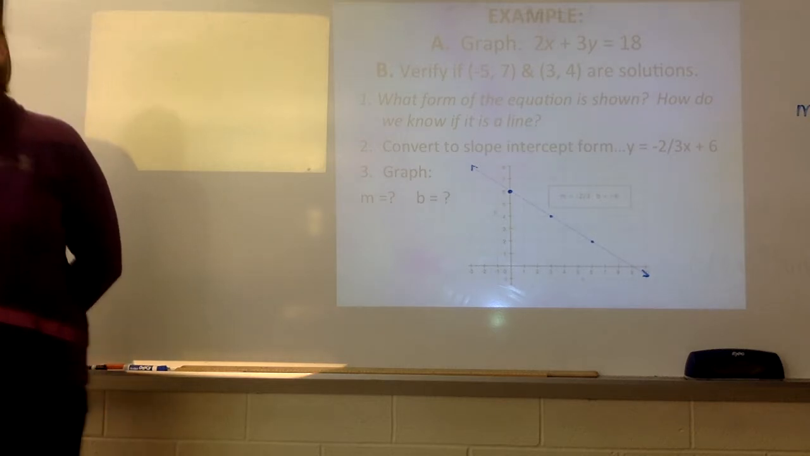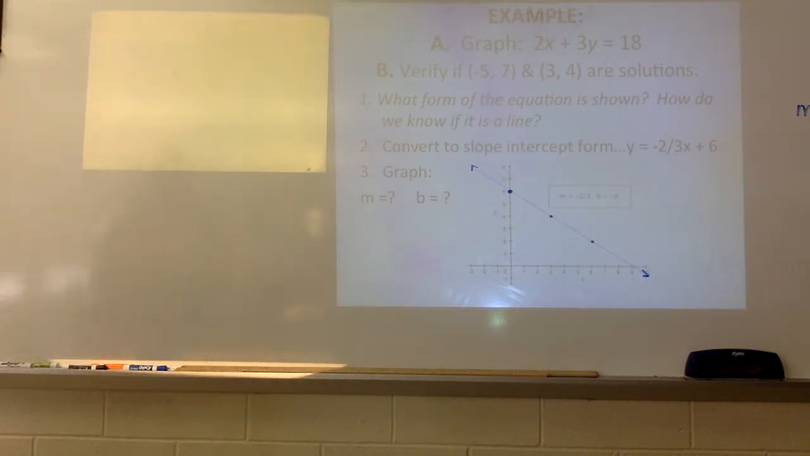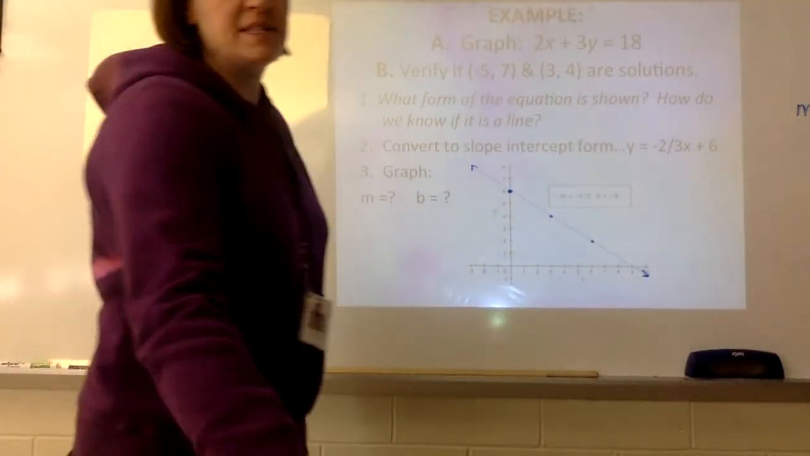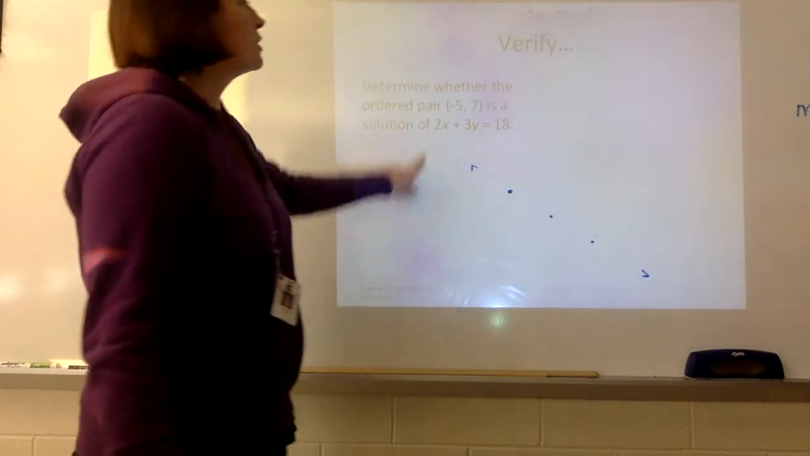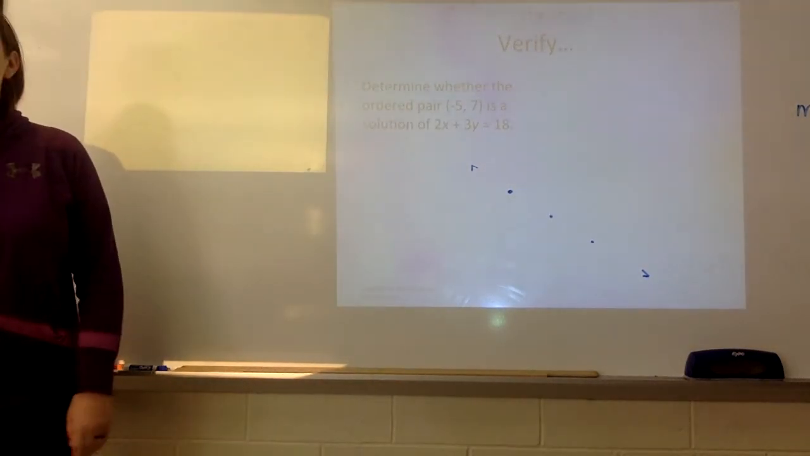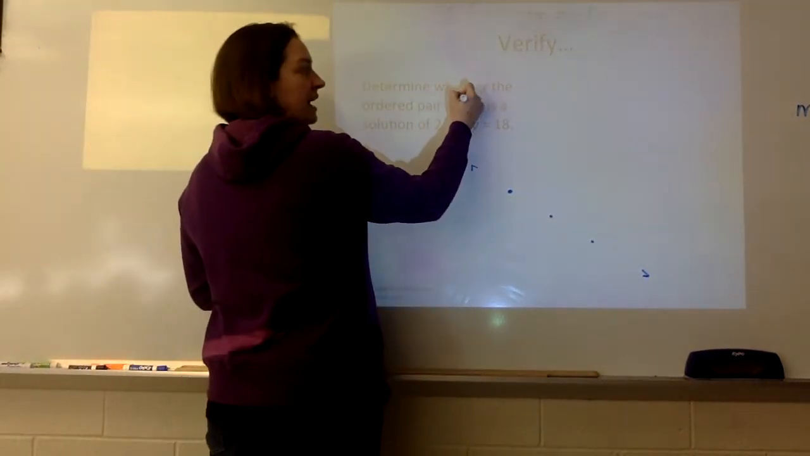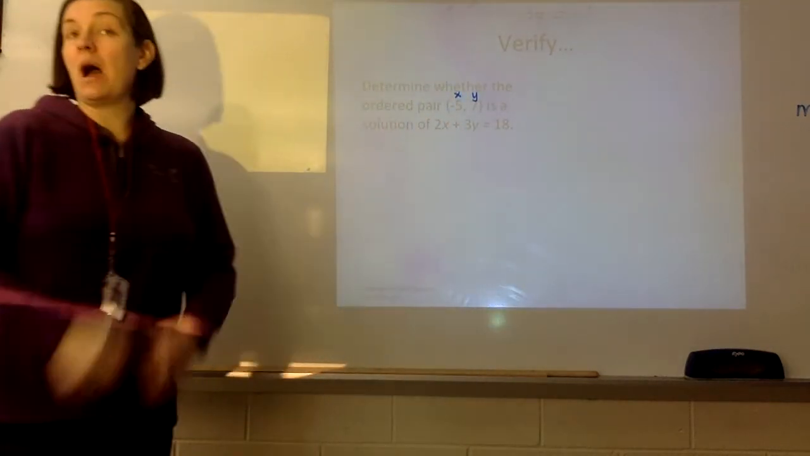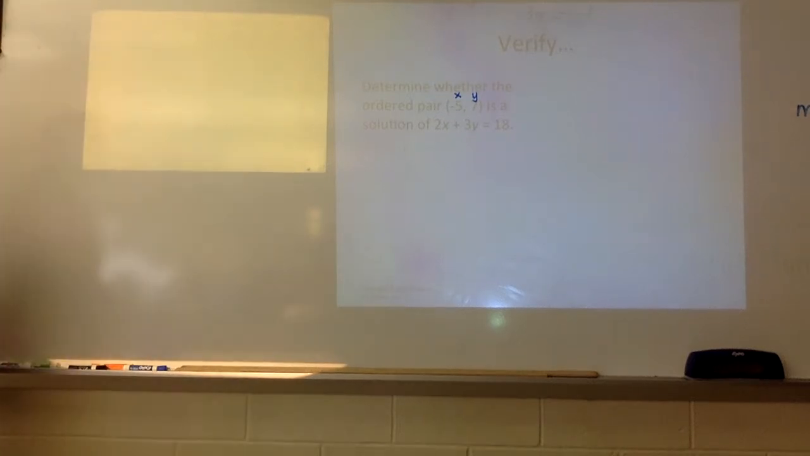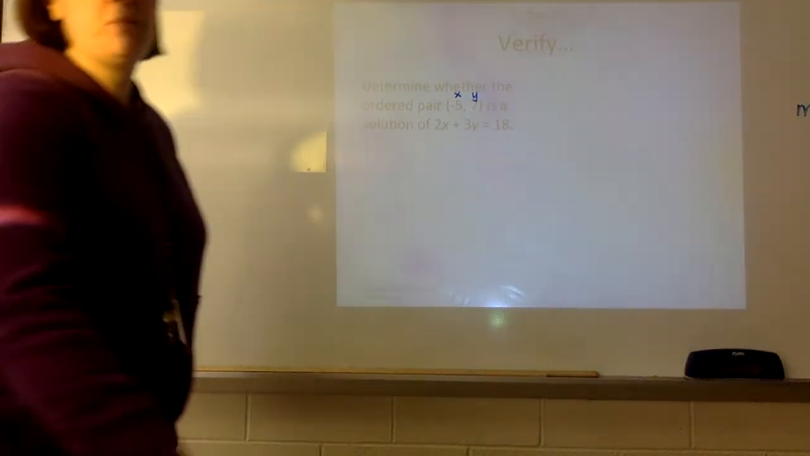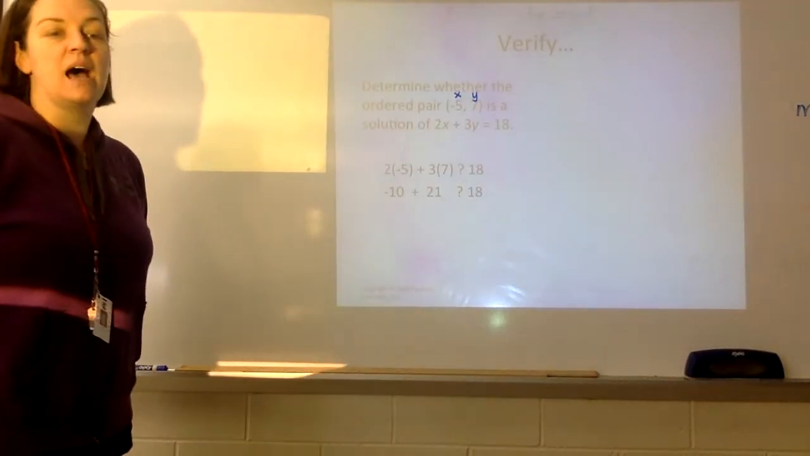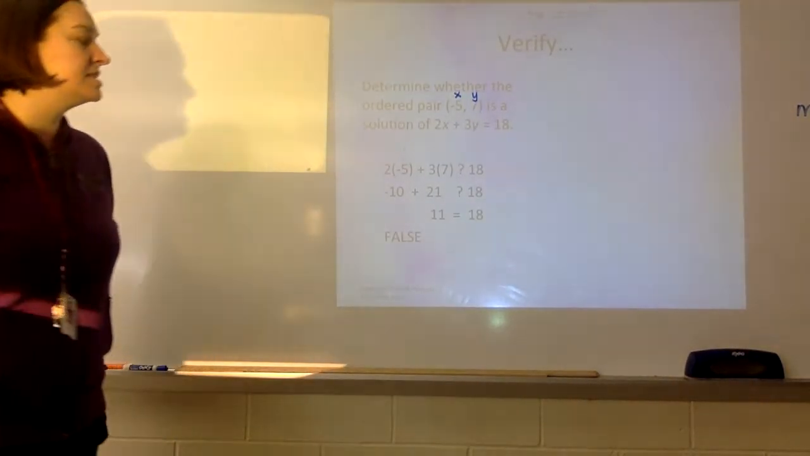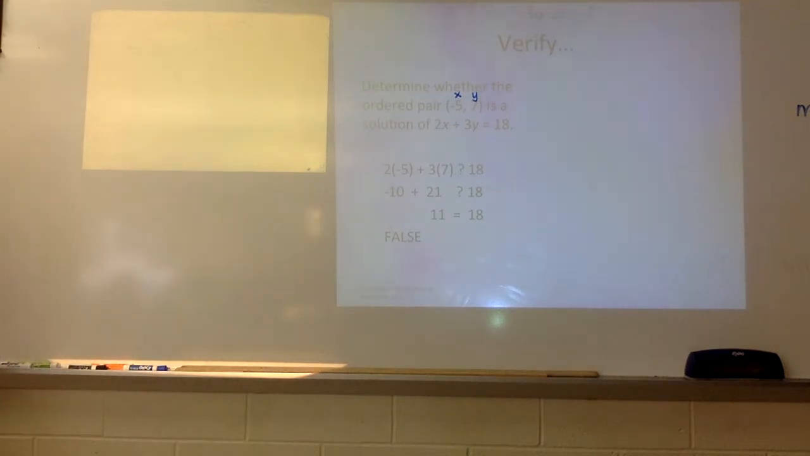Okay, so we can go back to that concept of ones and zeros, yeses and nos, and actually verify each of the points. So in the verify section, for example, the first point is negative 5, 7. We know that negative 5 would be x, 7 would be y. We could plug it in for x and y and determine whether or not the resulting equation is true or false. If it's true, then it's a solution point, and if it's false, then it's not. So notice I plugged in the negative 5 and the 7, and I got false.